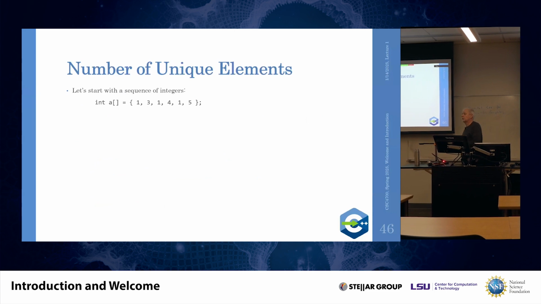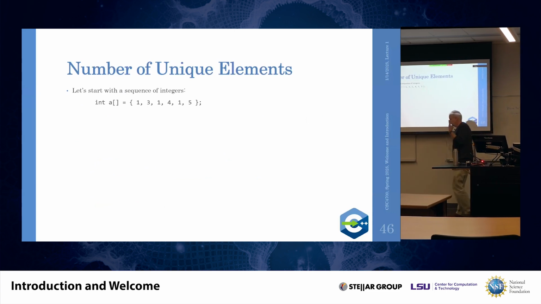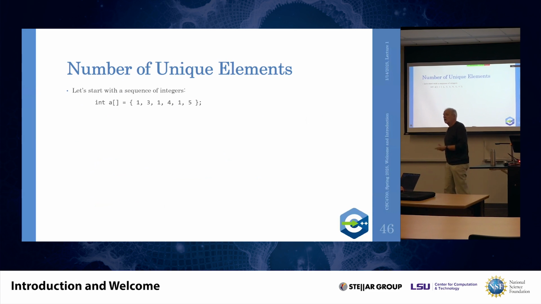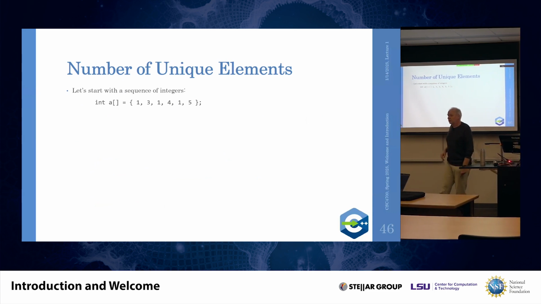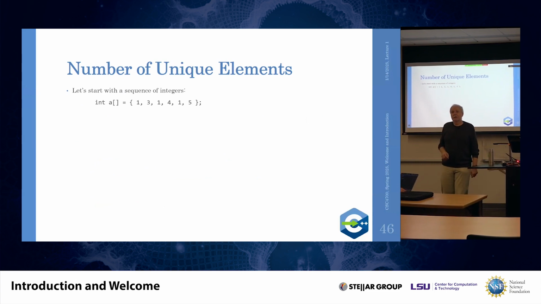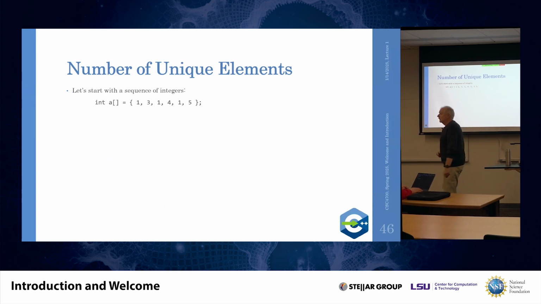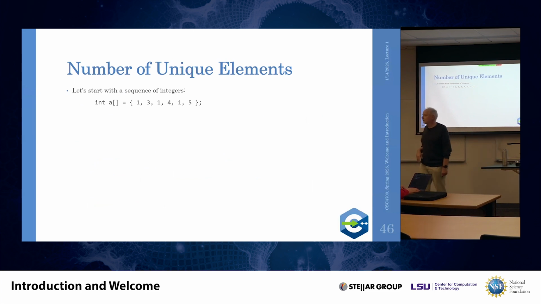Another problem, just as food for thought. If I ask you, I have an array of numbers, and you tell me how many numbers are unique in that array, how would you do that? How many unique numbers do I have in that list of integers? You could create a set out of it. What else could you do?